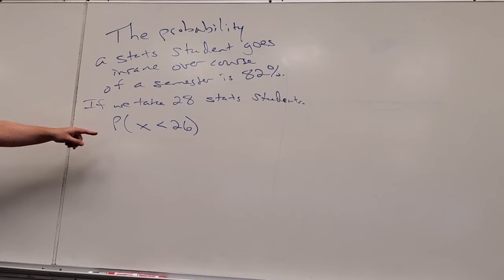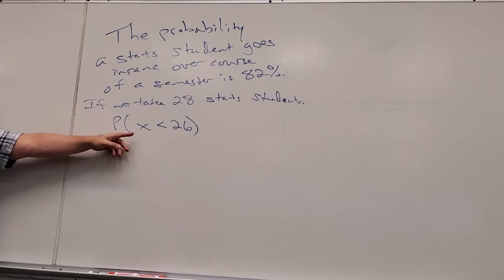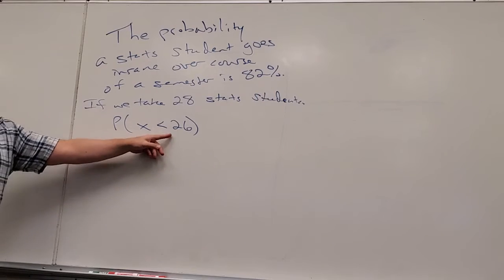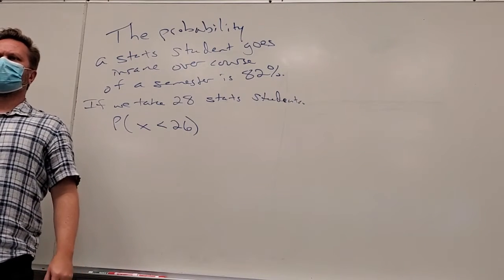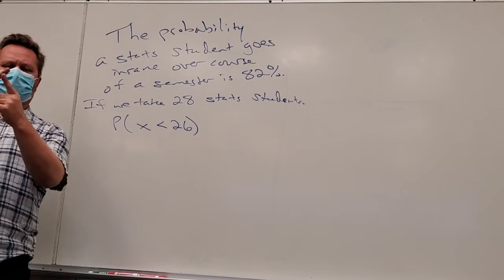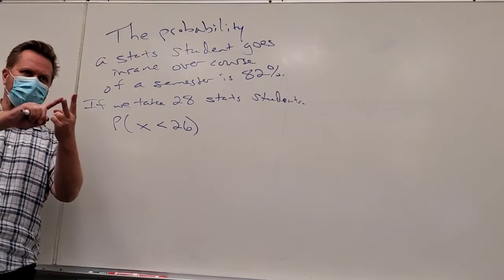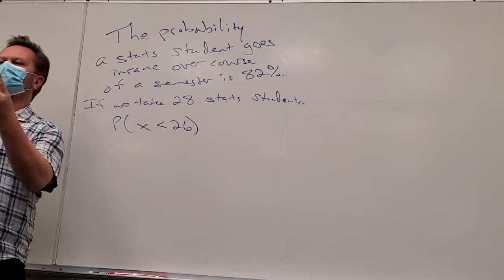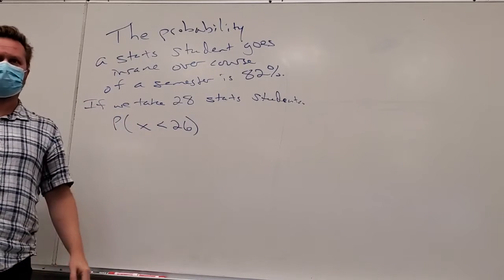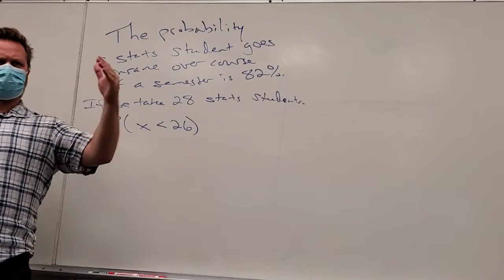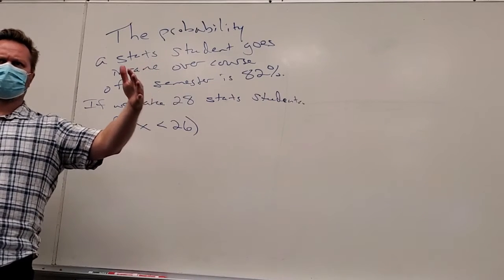Why does this suck directly? Why would I never want to do that problem directly? Do you even know what I mean by that? What does this specifically ask me to find? X less than 26. So what's less than 26? 0, 1, 2. So I have to find the probability of 0, the probability of 1, the probability of 2, okay, up to 25. Holy shit. Do you want to do the formula that many times?